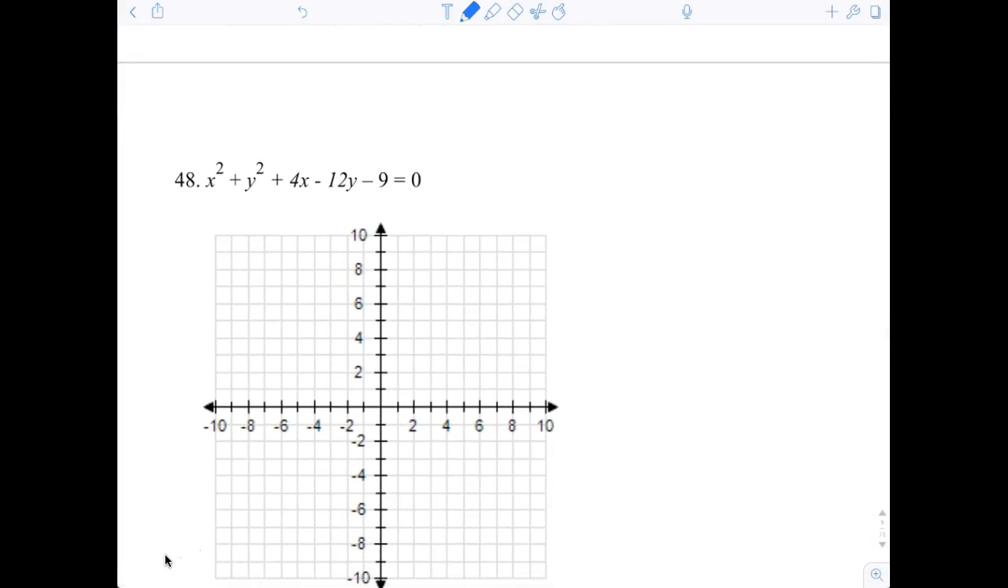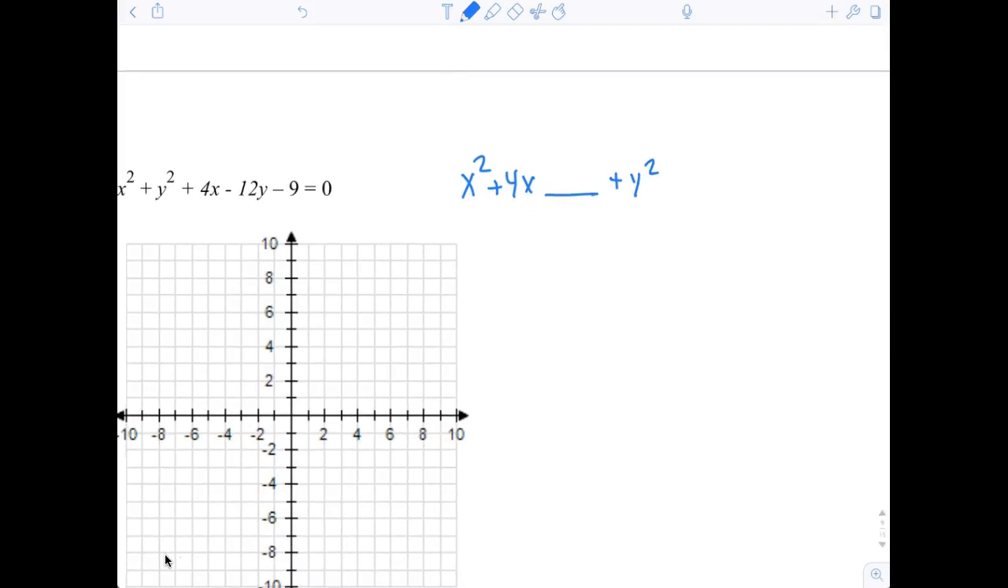Let's do this, number 48. I need everybody to be able to convert that into center radius format. I don't really care about graphing as much as I care that you can convert that into center radius. So again, let's review. X squared plus 4x, leave a space, plus y squared minus 12y equals 9. Now remember, to complete the square, you half and square the middle term, so that would be plus 4. And then this would be plus 36. So plus 4 plus 36.